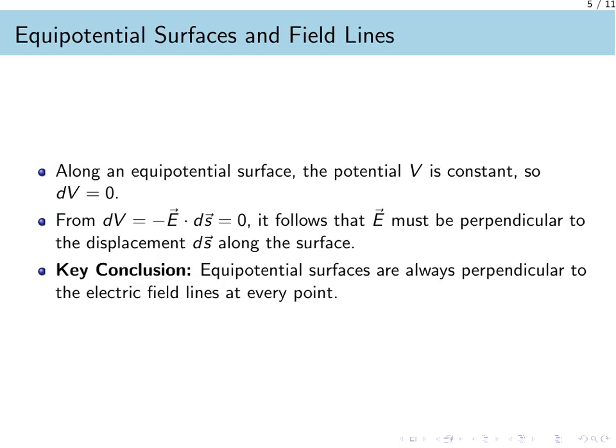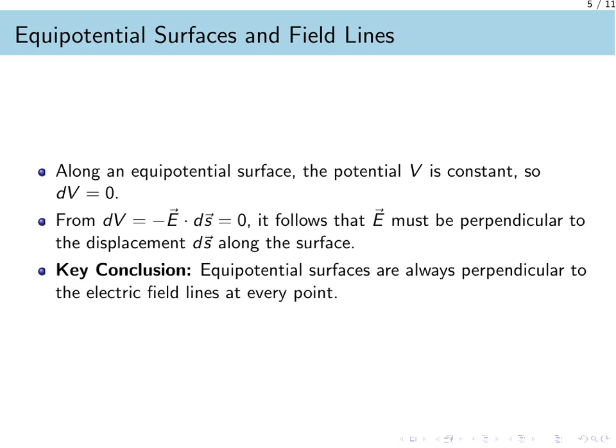A vital concept in electrostatics is the equipotential surface, which is any surface consisting of a continuous distribution of points having the same electric potential. Along such a surface, the potential, V, is constant, which means the change in potential, dV, is zero. When we look back at our dot product formula, if dV is zero, then the dot product of the electric field and the displacement along that surface must also be zero.